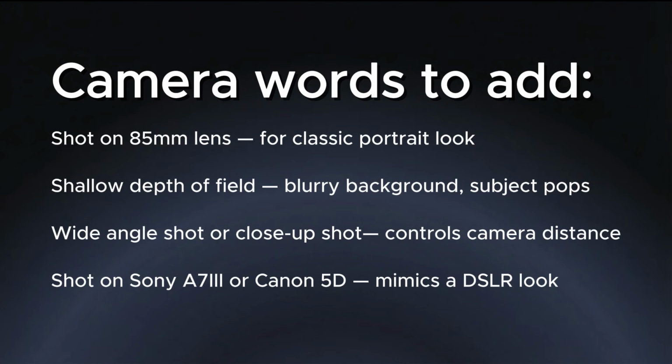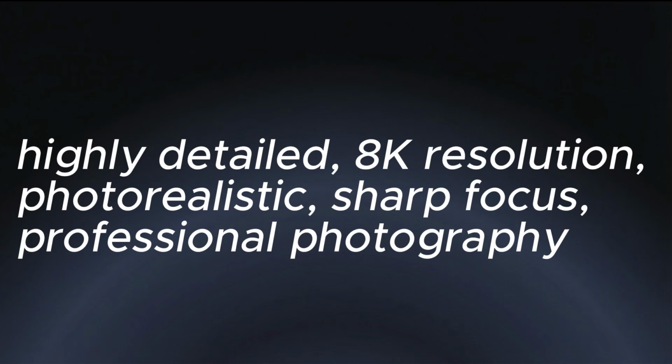Camera words to add: shot on 85mm lens, for classic portrait look. Shallow depth of field, blurry background, subject pops. Wide angle shot or close-up shot, controls camera distance. Shot on Sony A7 III or Canon 5D, mimics a DSLR look. Always end your prompt with quality keywords: highly detailed, 8K resolution, photorealistic, sharp focus, professional photography.